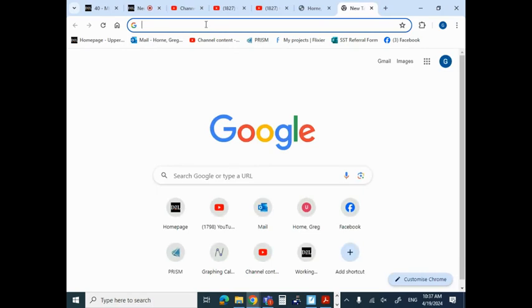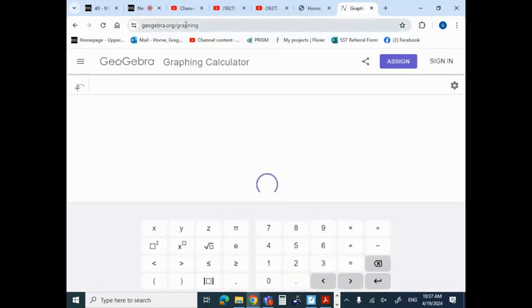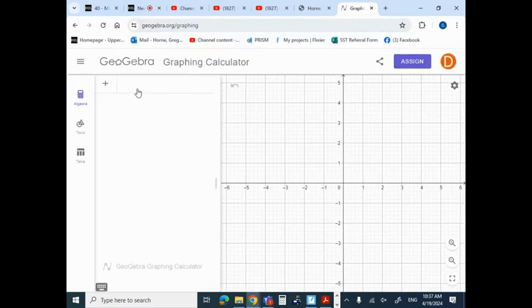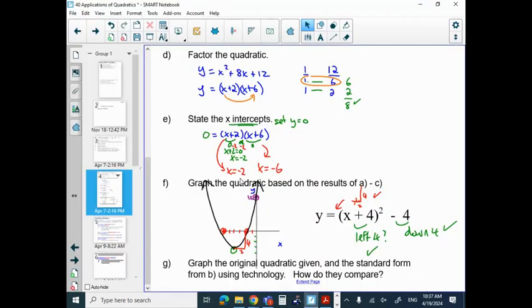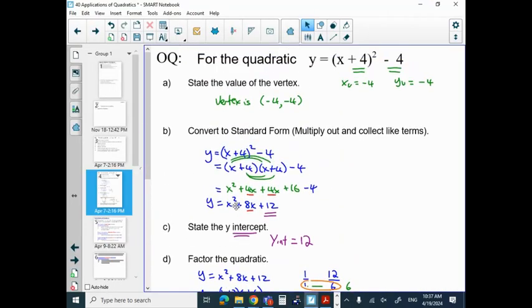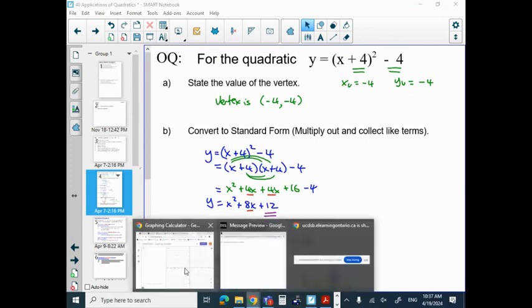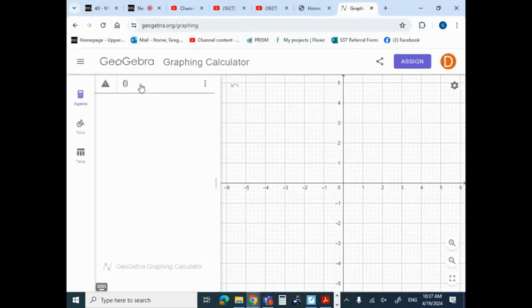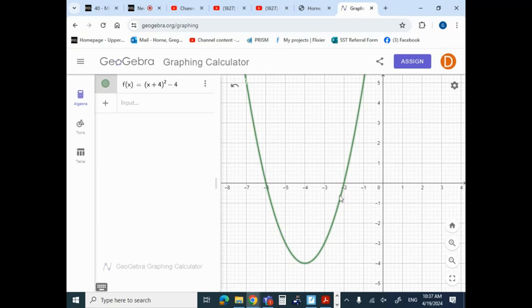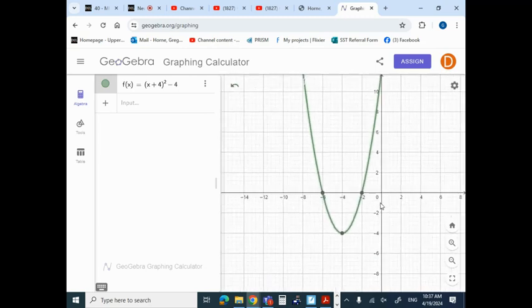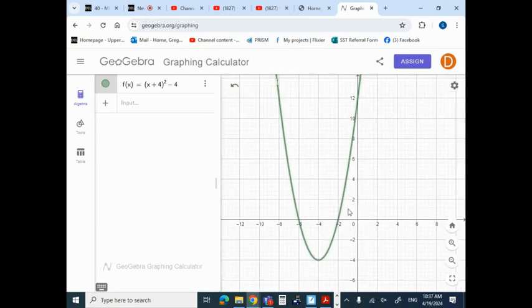Go in here, go to GeoGebra, and we're going to graph each one. So we're looking for the original one, x plus 4 squared minus 4. There's the graph, and it looks just like the one we drew. If I zoomed out, we can even see that 12 up there.